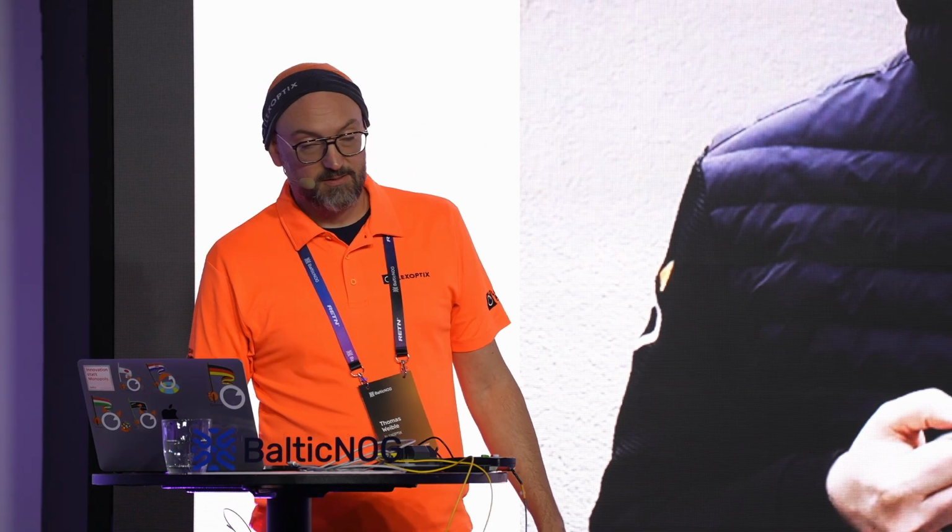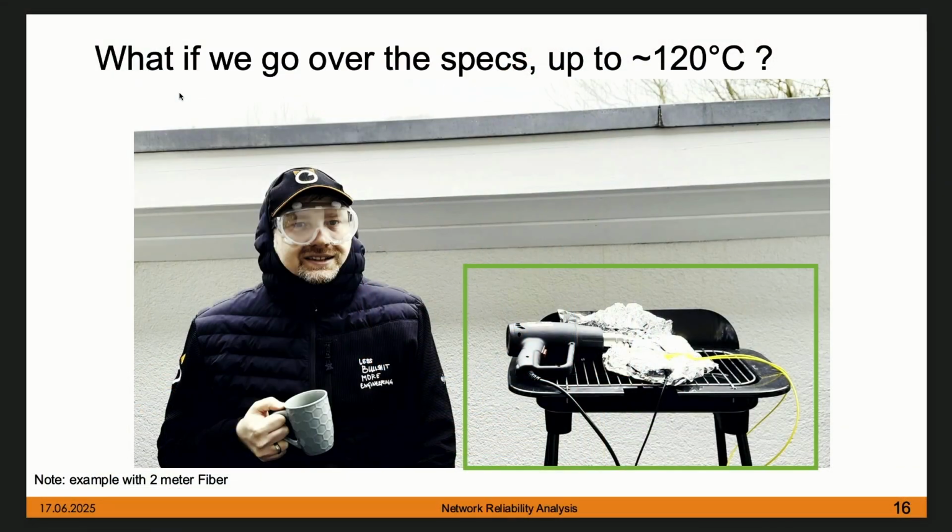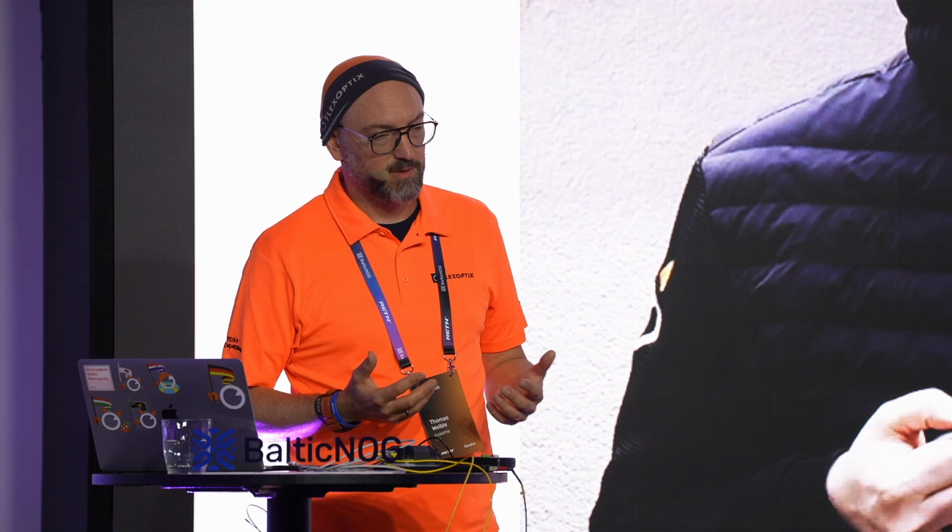Besides the distance, we also wanted to see, hey, what's going to happen on the temperature side? Because everyone knows temperature is a critical thing, otherwise you wouldn't cool your equipment in typical data center environments. So our question was, hey, what's going to happen when we go over spec? The typical spec is 0 to 70 degrees of operating temperature for commercial environments, and for industrial it's plus 85. But what's going to happen when we go beyond 85, even up to 100 or 120 degrees?